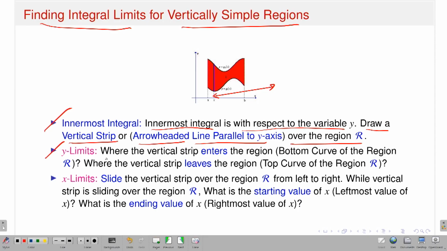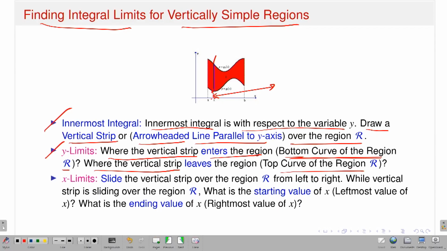Then what are the y limits? Where the vertical strip enters the region, that means the bottom curve. This is the first entry point for this vertical line. So, the bottom curve of the region R is the y limit. So, you have a fixed x and a vertical line parallel to the y axis; it will enter the region by hitting the bottom curve, and where the vertical strip leaves the region, that means the top curve of the region. So, you draw a line at fixed x, it enters the region at the bottom curve and then leaves it here at the top curve.